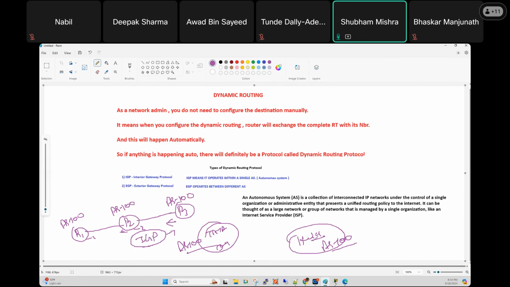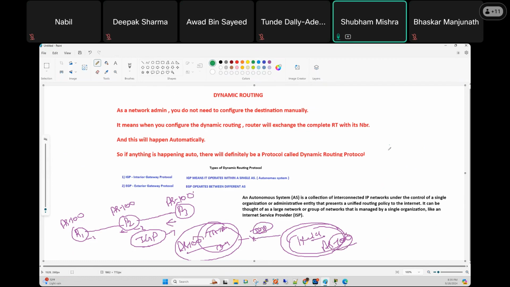So if the site is different, in this case we are not going to use a different AS number. We are going to use the same AS number. So between this site and this site, if you want to make communication possible, which type of routing protocol will you use, IGP or EGP? IGP, because here you are using AS100 and AS100. So if you make communication possible within the same AS, you need to use IGP. Done, everyone?